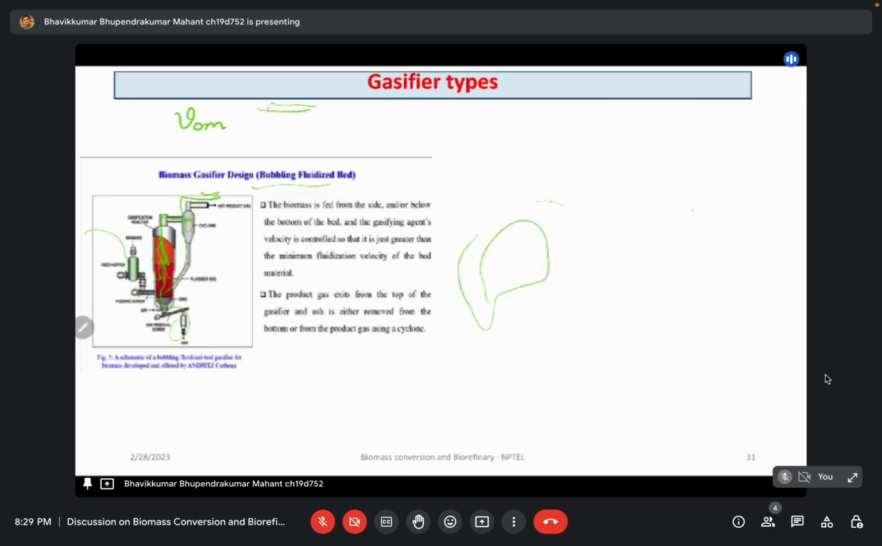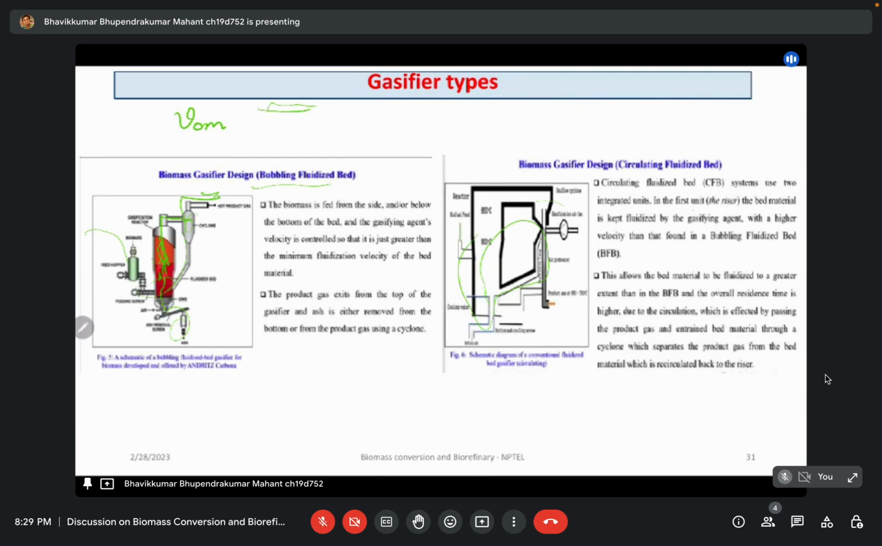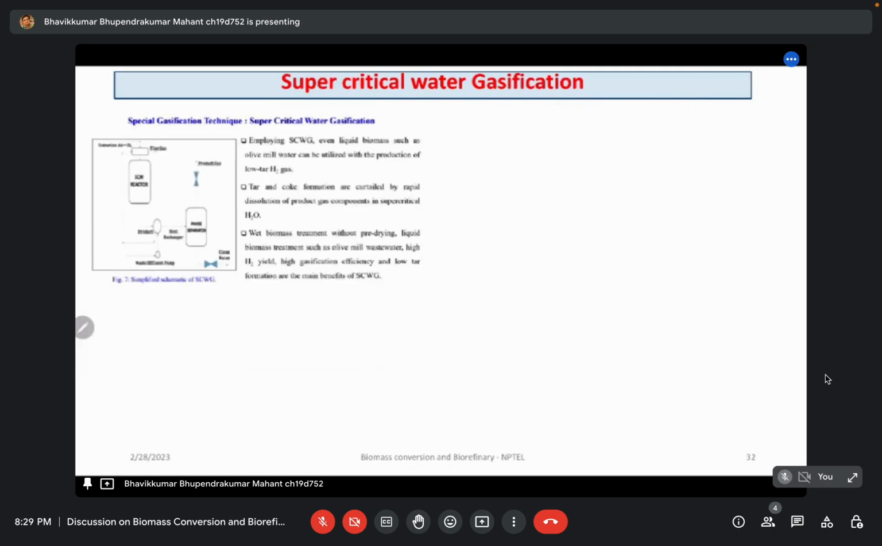While in this bubbling fluidized bed, we are not providing too much velocity, so the bed always remains here. If our product is there, then we can recycle it very little.